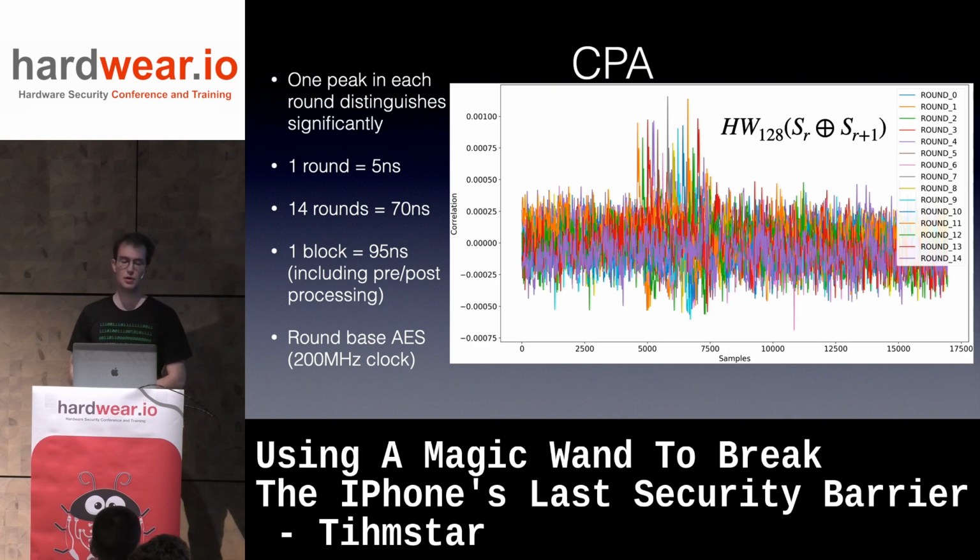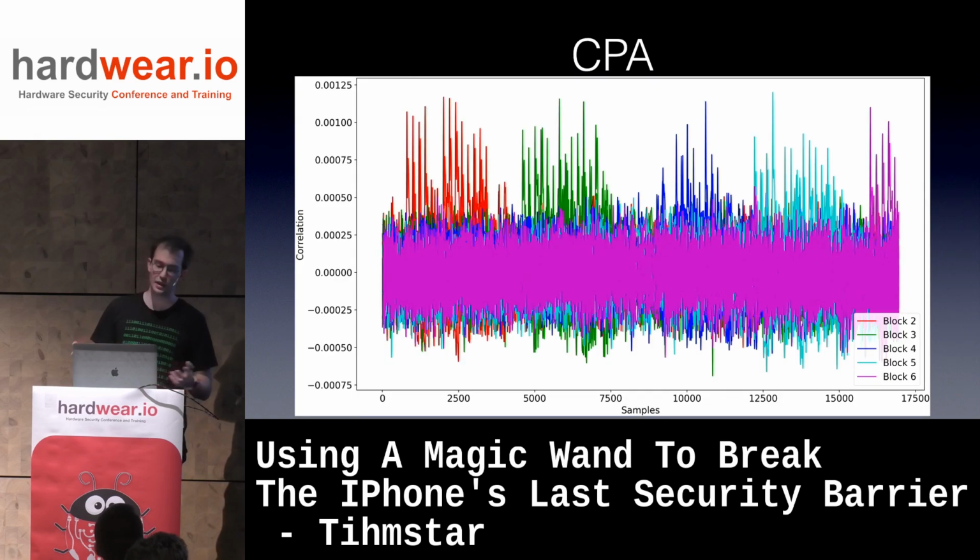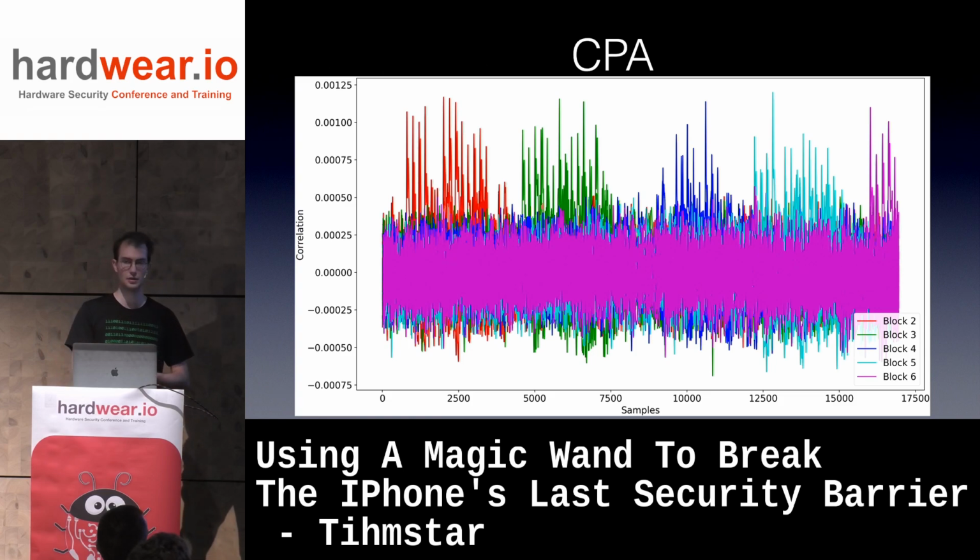So from here we can say, okay, let's assume one round is computed in each clock cycle, which I do for the sake of simplicity. Not that it really matters, but that would tell us that we have an AES which is clocked at 200 megahertz. Okay, nice. And yeah, we can even distinguish full blocks. Here I plotted the leakage of each round in the same block and in the same color. And then you can also clearly distinguish the AES blocks.